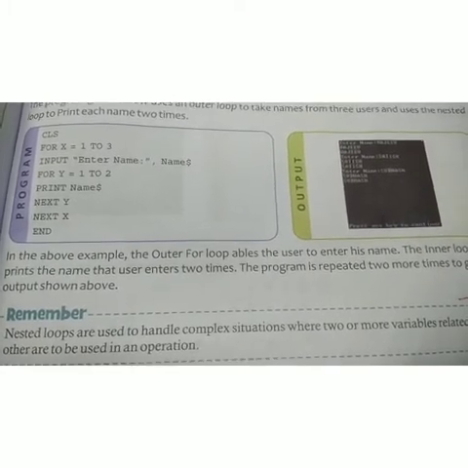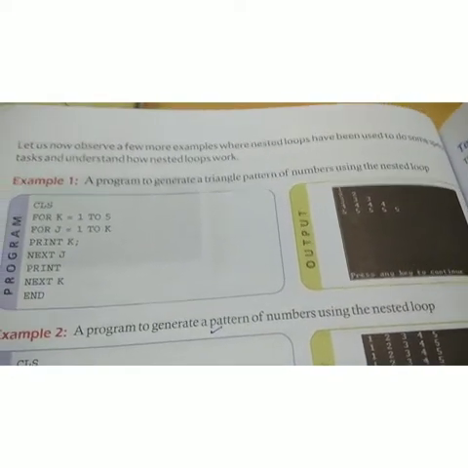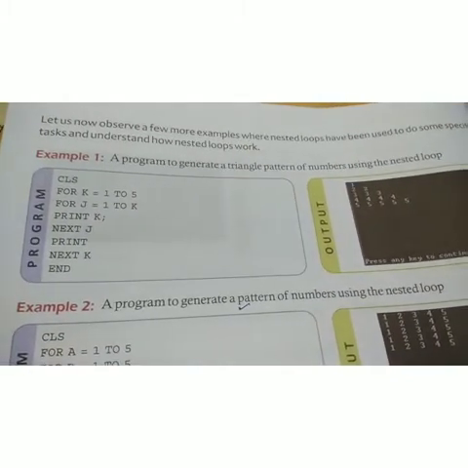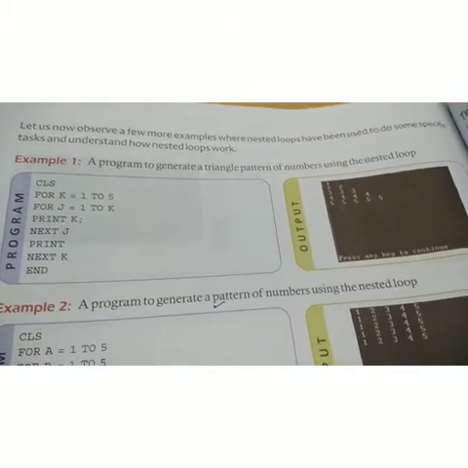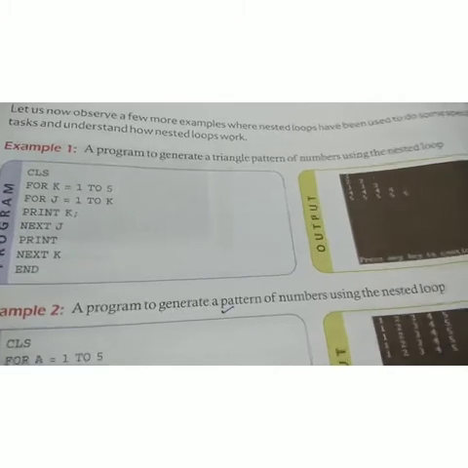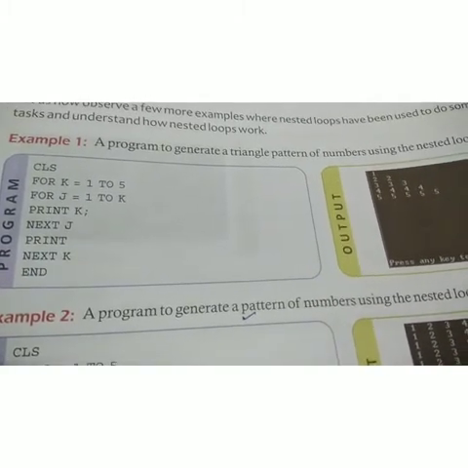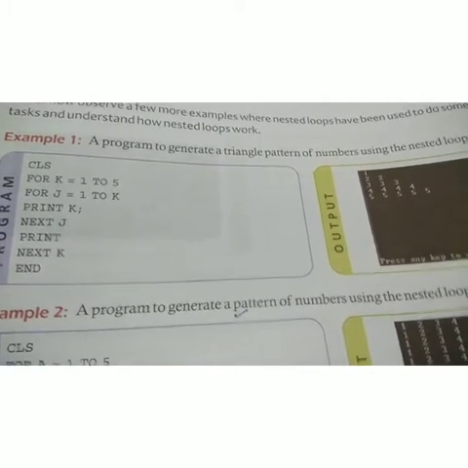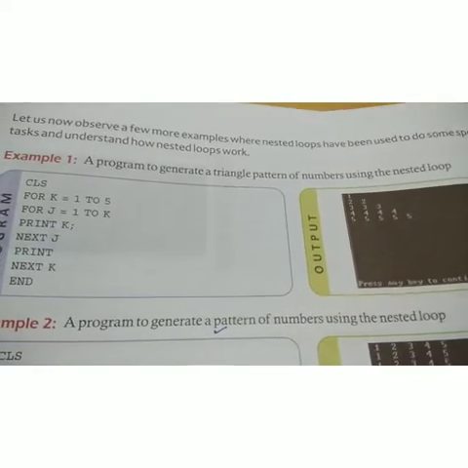Now see next, let us observe a few more examples. Nested loops have been used for some specific tasks to understand how nested loops work. Now let's see example number 1: a program to generate a triangle pattern of numbers using the nested loop. So write the program same as it is. CLS, for k equal 1 to 5, for j equal 1 to k, print j, next j, print, next k, and end. Now see the output showing the generated triangle pattern.